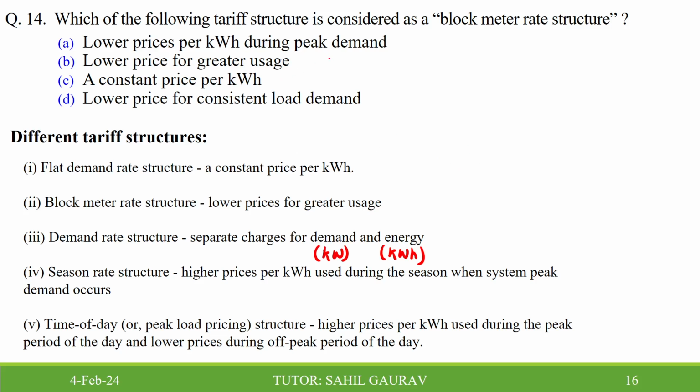Now I think you are able to give the answer. Block meter rate structure means lower prices for greater usage. So the second one, B option, is correct.